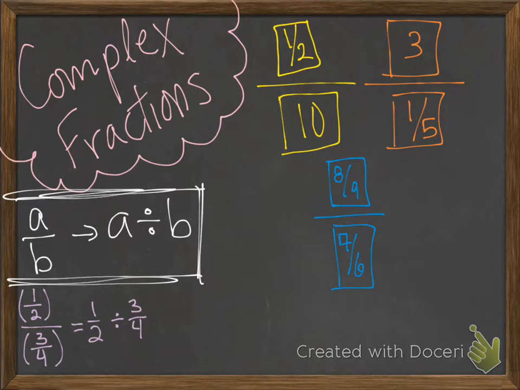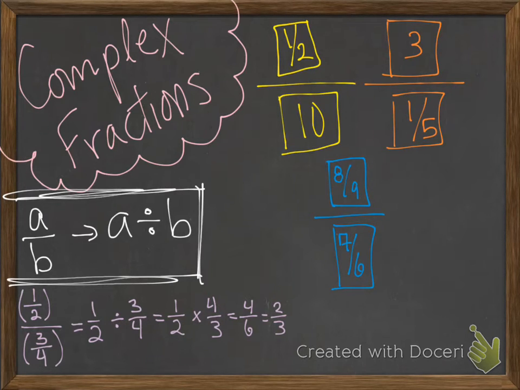And you guys know how to divide fractions. That's easy. Keep, change, flip turns into 1/2 times 4/3. 1 times 4 is 4, 2 times 3 is 6. And you can simplify 4/6 as 2 over 3, and then you're done. So 1/2 over 3/4 can really be simplified to the fraction 2 over 3.